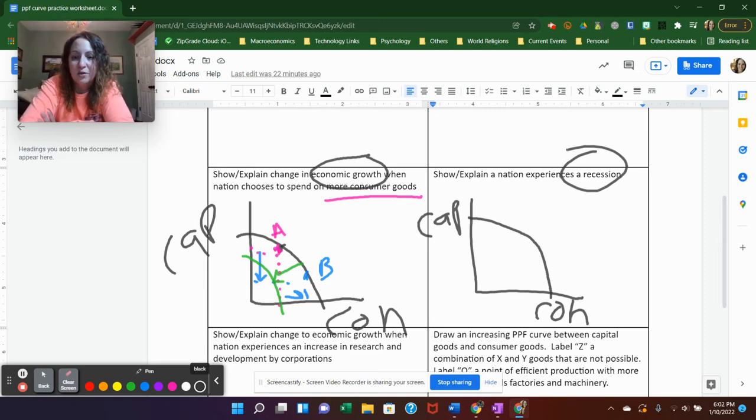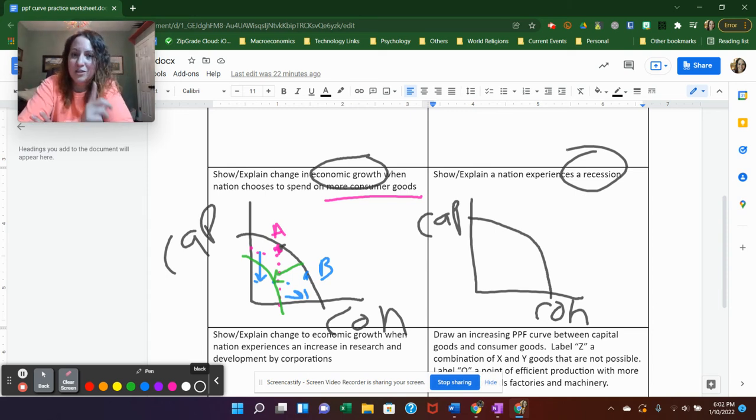What is a recession? Okay, a recession is when no one's buying anything, people are out of work, and businesses are shutting down. There's lots of unemployment. People are looking for work. No one's hiring. That's a recession.